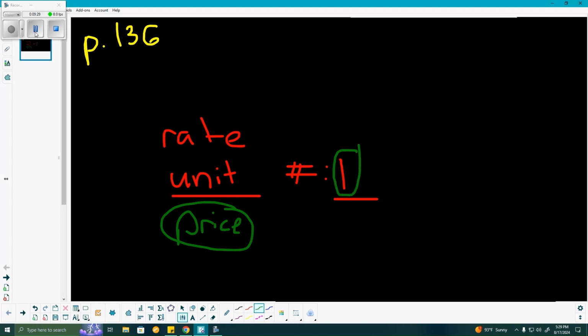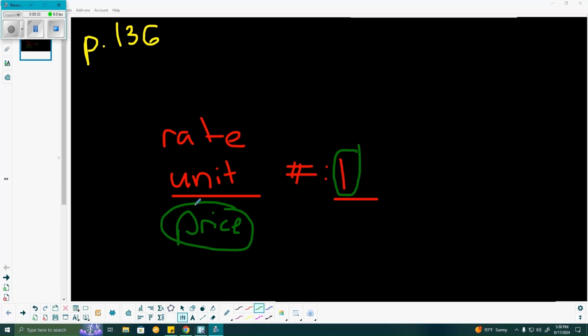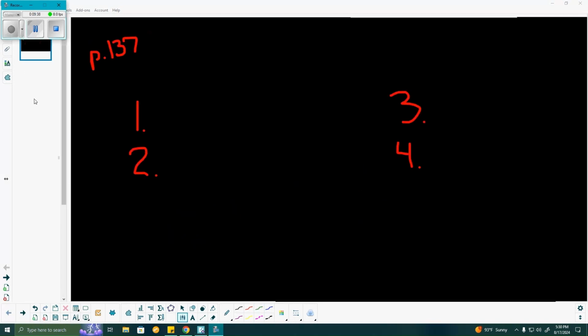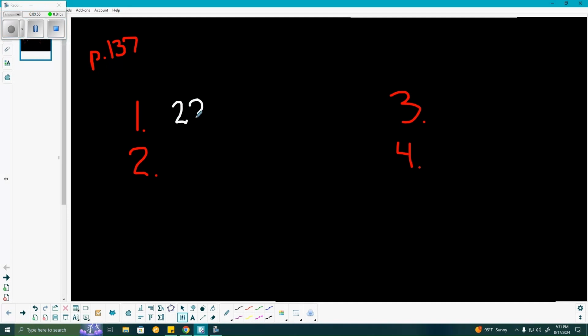Unit means 1. For lesson 3.2, we will be skipping the apply problem. Let's look at page 137. It is our practice page for this module. For exercises 1 through 4, identify the description as a rate, unit rate, or neither. Number 1 says $22 per day. Is this a rate, unit rate, or neither? Very good. This is a unit rate. Also can be called a unit price.